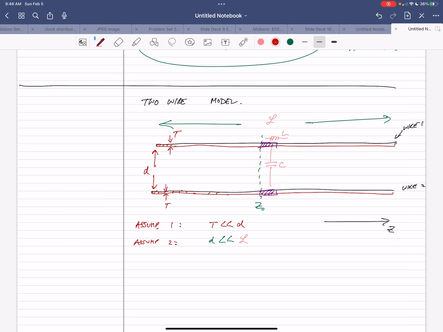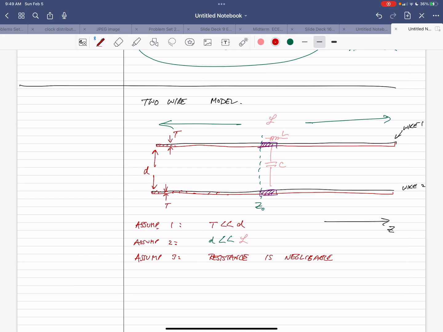Our third assumption, by the way, for now, we're going to add this later, is that the resistance of the wire is negligible. So we're not going to look at the actual resistance of the wire.